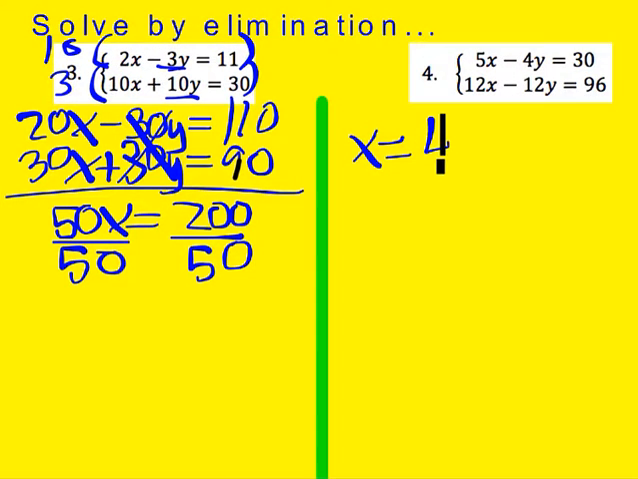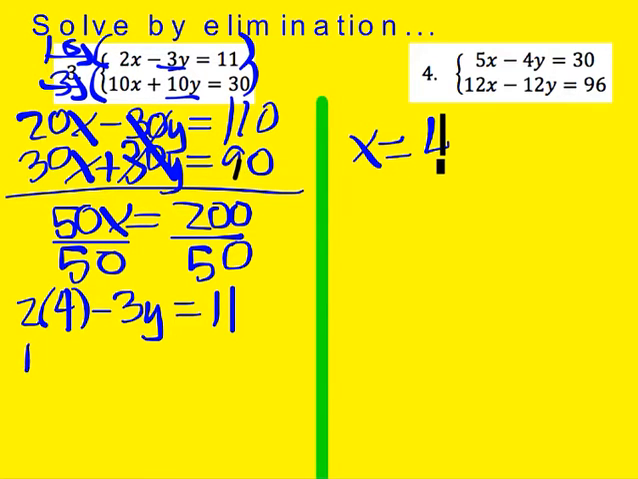So now what we need to do is find one of these to plug it back into. So let's just plug it back into the first one. So I'm going to have 2 times 4 minus 3y is equal to 11. So then I have 8 minus 3y is equal to 11. So I'm going to subtract 8 from both sides.